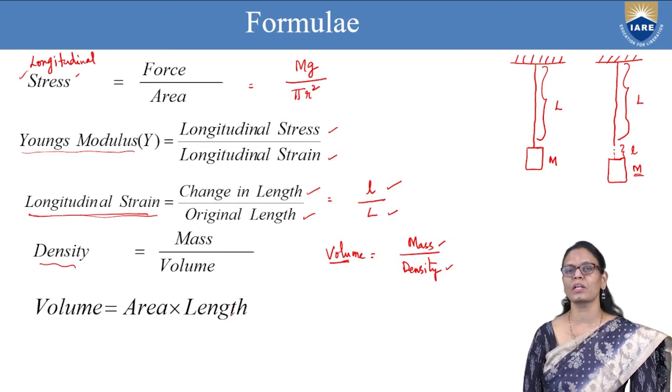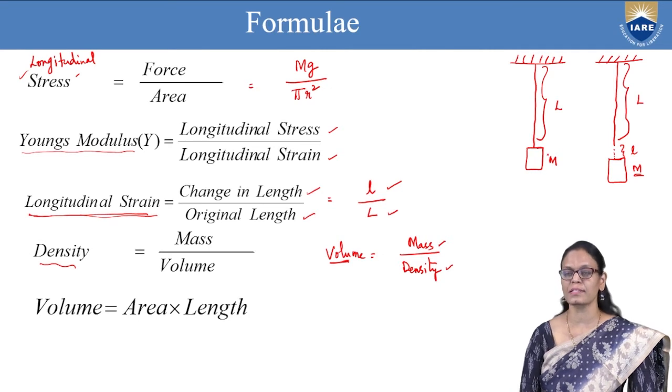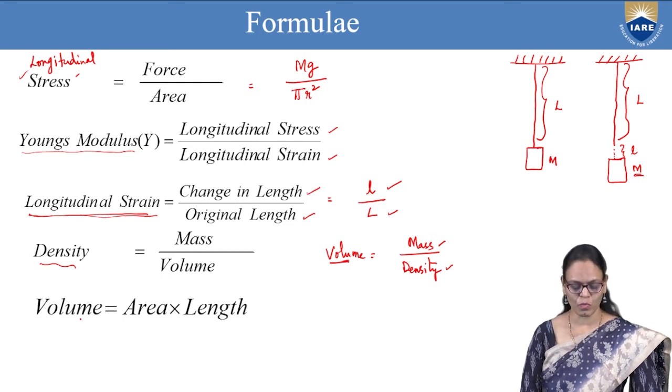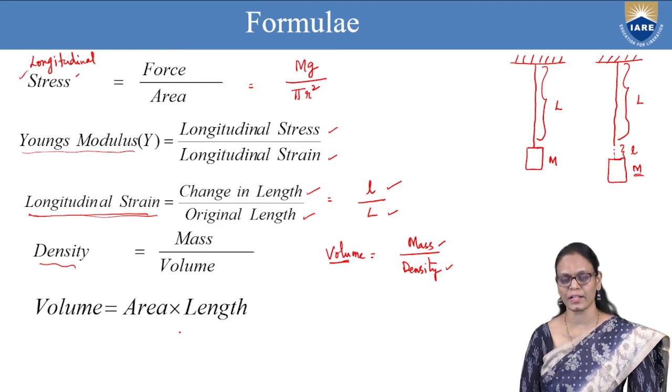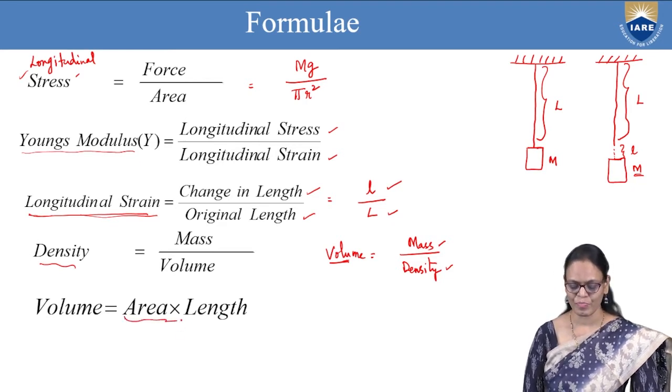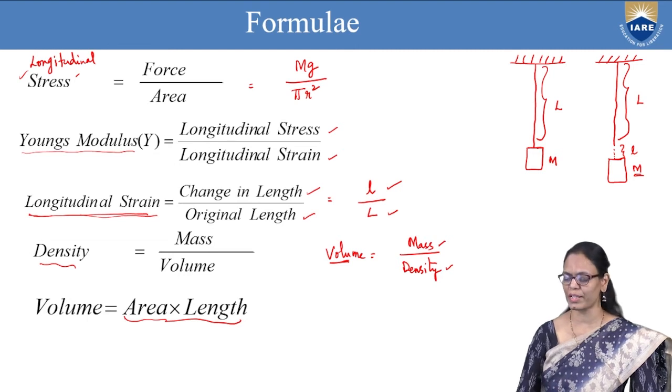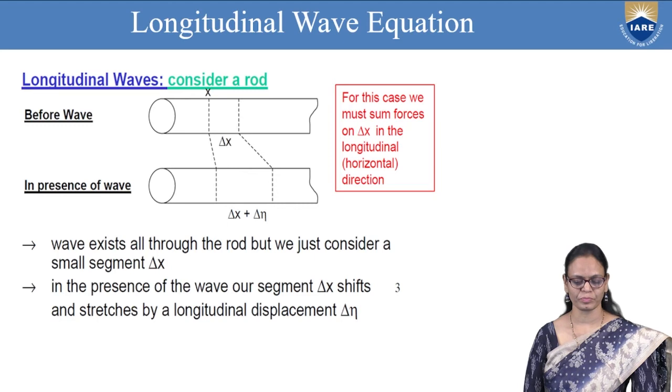Whenever we are talking about a block, the volume of a block, if I consider this as a three-dimensional block or a cube, it is cubical. So volume will be area into length, L into B into H we can consider. So we always consider for volume, area into length. With these formulae in mind, we will go on to derive the expression for longitudinal waves.